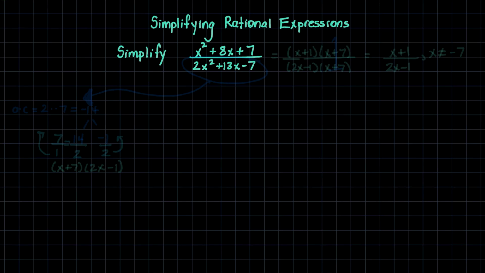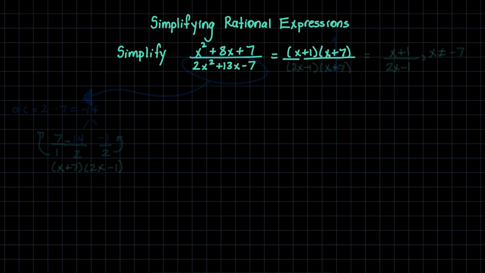Okay, in our numerator, we have a quadratic trinomial with a equal to 1. And in our denominator, we have a quadratic trinomial with a greater than 1. We've done a few with a equal to 1. If you need a refresher on a greater than 1, there's a video for that, so make sure you check it out. A equal to 1 means we need two numbers that multiply to 7 but add to 8. So that's going to be (x plus 1)(x plus 7).